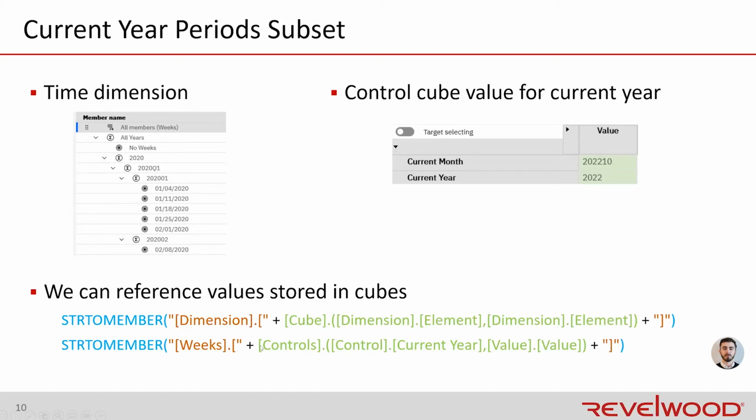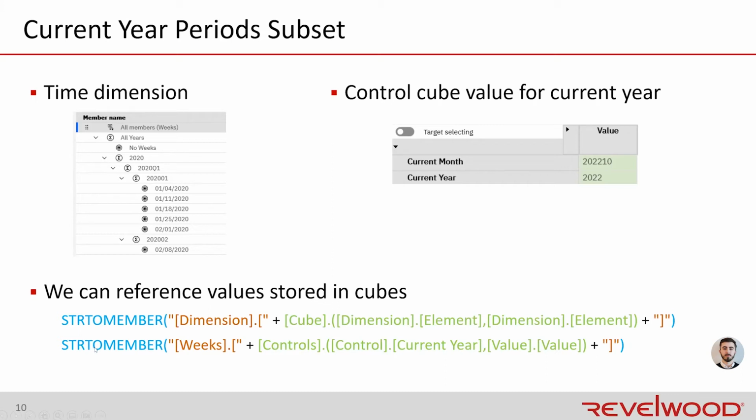So what's going to happen is this is going to evaluate right here to 2022. It's going to take this weeks dot open bracket, put the 2022 in there, put the ending bracket, and that'll give me weeks dot 2022. And then from there, once we have the full string, we can use this function called StrToMember, or string to member. With that, you can basically take some kind of combination of strings and turn it into a member.